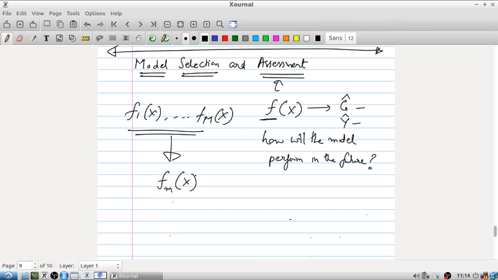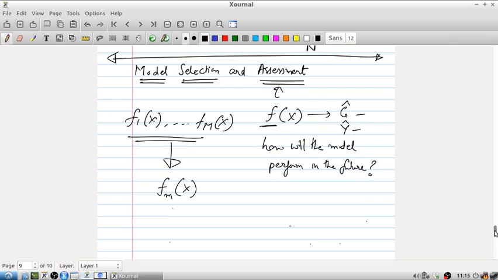But what do we want to do? We'll understand both model selection and model assessment through a topic that I introduced two lectures ago, which is called the bias variance trade-off.